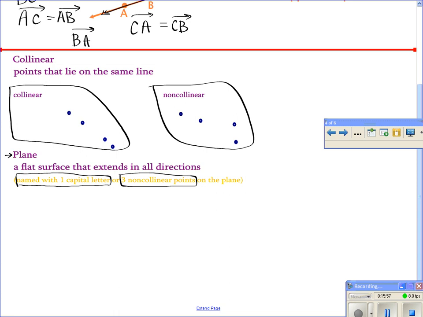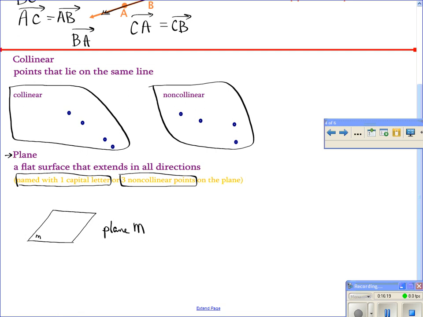So for instance, when you see planes in your homework, they'll typically draw a parallelogram so that it looks kind of three-dimensional, like a piece of paper at a slant. And if they're going to name it with one capital letter, they're going to put that capital letter right in the corner. So this plane right here, you could name as plane M.